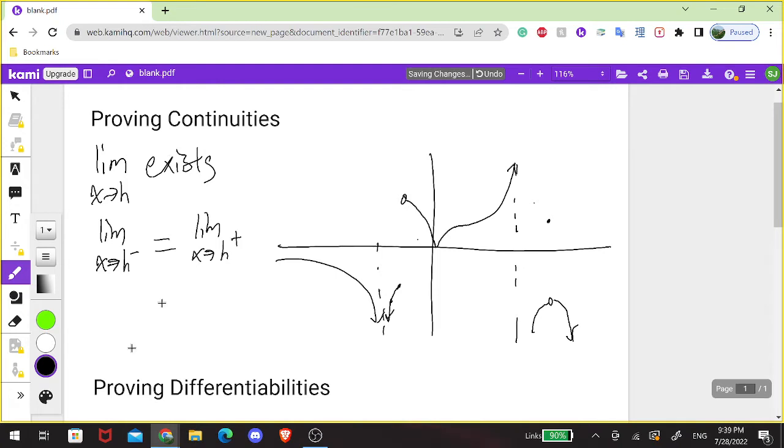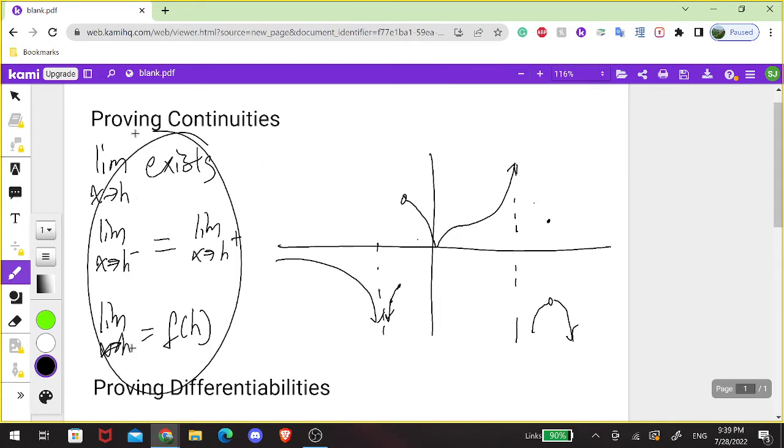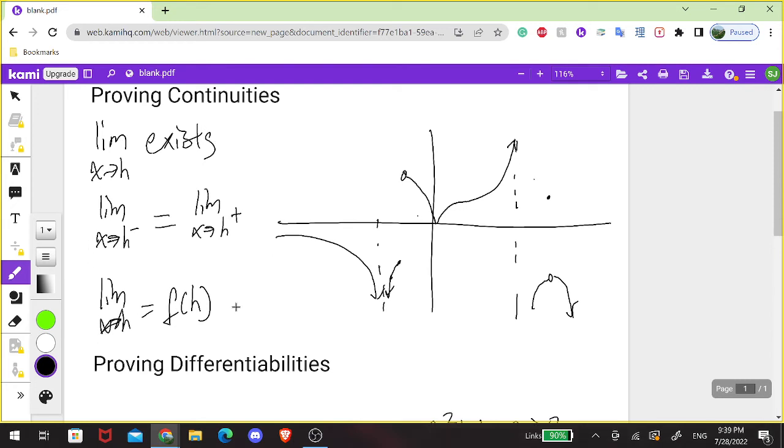And then the limit as x approaches h must equal f of h. So these two technically prove each other, but you still have to write all three of these down to state that the function is continuous. So let's take a look.